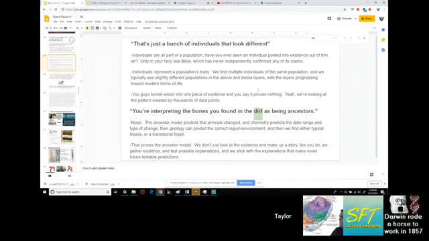We don't just look at evidence and make up a story. We gather evidence, test possible explanations, and we stick with those explanations that make novel, future testable predictions.